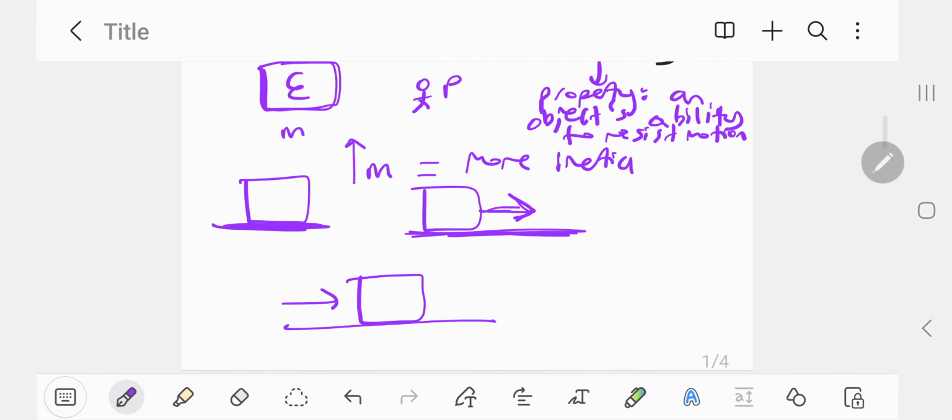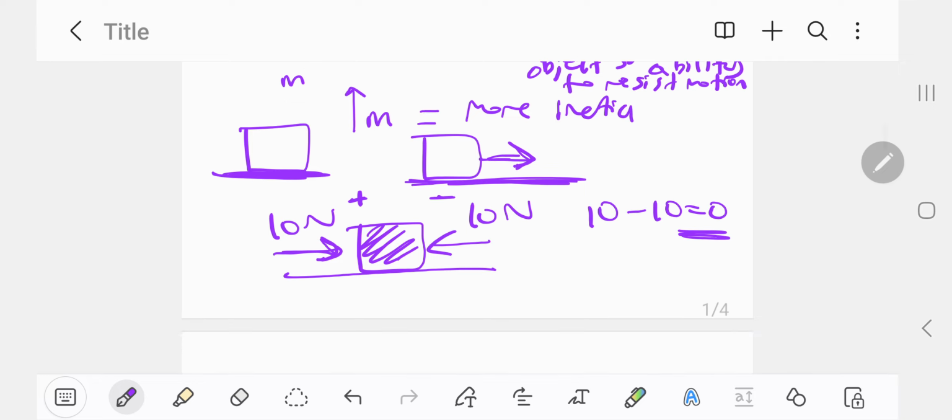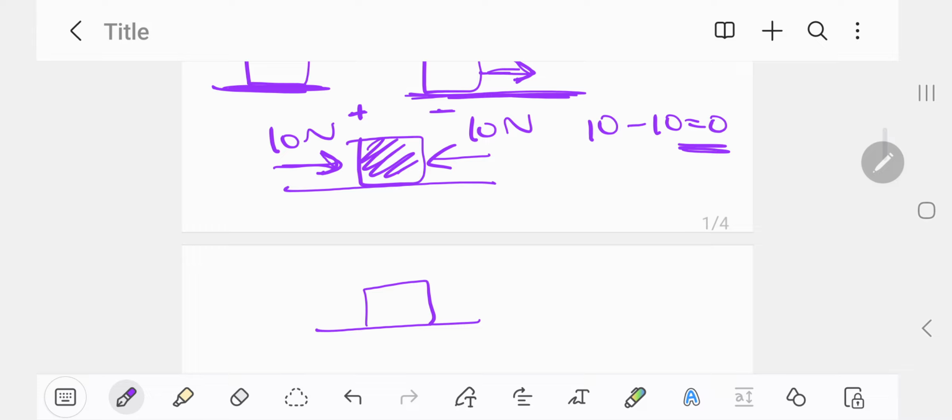Suppose here's a box. I apply 10 newtons to the right and someone else applies 10 newtons to the left. It'll stay where it is. The forces are balanced, okay? Think of the 10 newtons that I'm pushing with as the plus direction. The minus 10 is in the minus direction. 10 minus 10 is 0. So the forces are balanced. However, if the box is sitting there and I apply a force of 20 newtons, the forces acting on the box now are unbalanced. It's now moving. It's not stationary anymore.